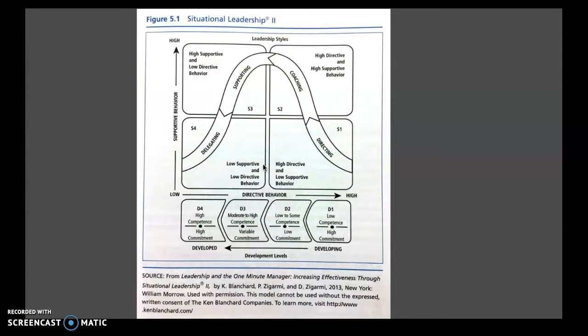Also, there are directive and supportive behaviors that the leader has to apply based on the situation and also based on the developmental levels, which are the level of competence and level of commitment of the followers.